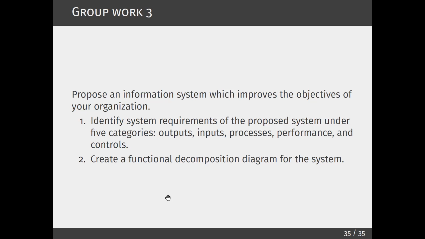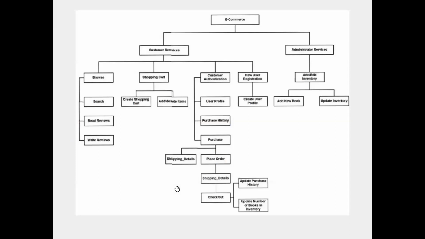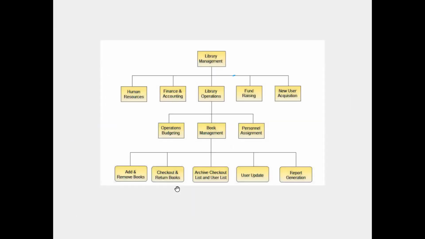What do you mean by functional decomposition diagram? We have seen a diagram like this for your information system. We already discussed the library management system, so don't select the library management system, right? We already have that. You are supposed to identify all the requirements, all the processes, the high-level processes as well as low-level processes of your system using a functional decomposition diagram.